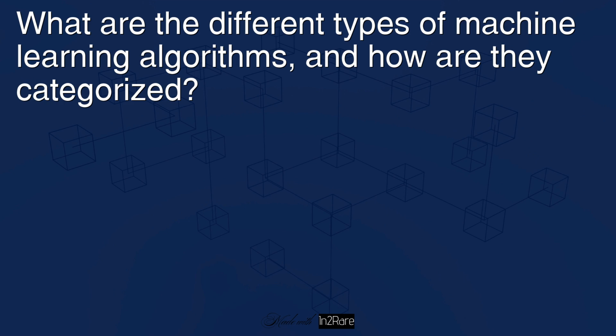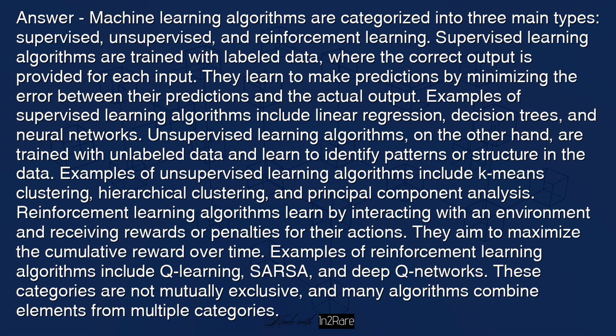What are the different types of machine learning algorithms, and how are they categorized? Answer: machine learning algorithms are categorized into three main types: supervised, unsupervised, and reinforcement learning. Supervised learning algorithms are trained with labeled data, where the correct output is provided for each input. They learn to make predictions by minimizing the error between their predictions and the actual output. Examples of supervised learning algorithms include linear regression, decision trees, and neural networks.